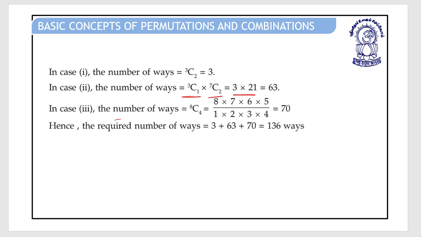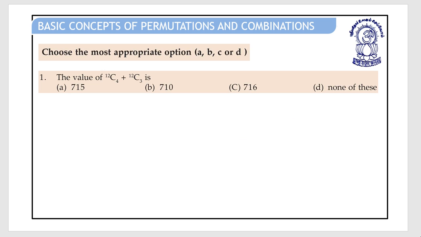In case of 3, the number of ways is 8C4. So 8, 7, 6, 5 upon 1, 2, 3, 4. 6 cancel, 4 twos are 8, 7 fives are 35, twos are 70. So the required number of ways is 3 plus 63 plus 70, which is equal to 136 ways.